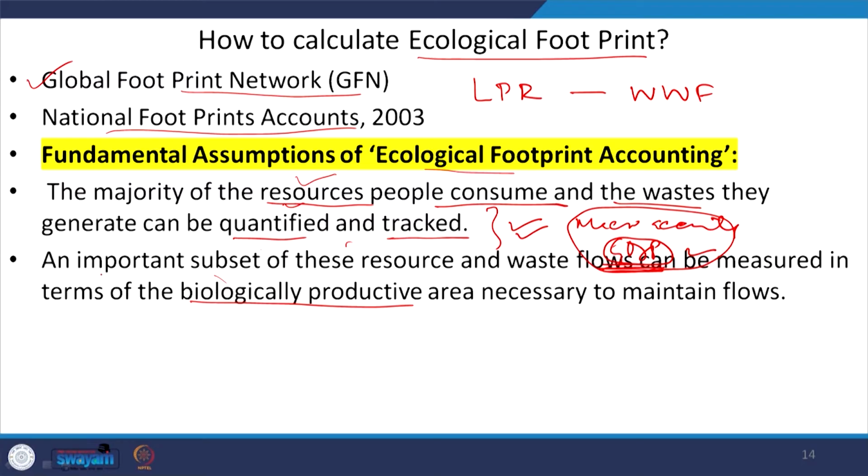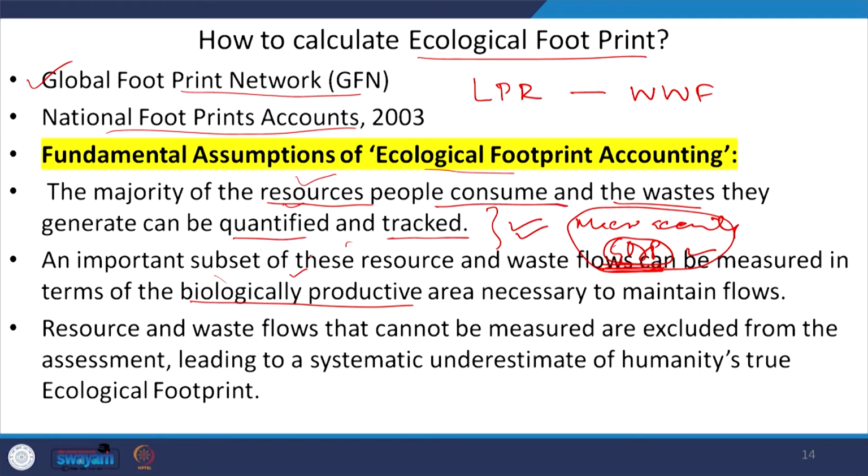So, the second thing it is assuming is that these resources and waste can be measured in terms of biologically productive area, that is necessary to maintain the flow of goods and services. And the third assumption is that resources and waste flows that cannot be measured are excluded from the assessment, leading to a systematic underestimate of humanity's true ecological footprint. And even so, we cannot say that ecological footprint is giving a perfect picture, so far as the accounting of resources is concerned. It has its own limitations.